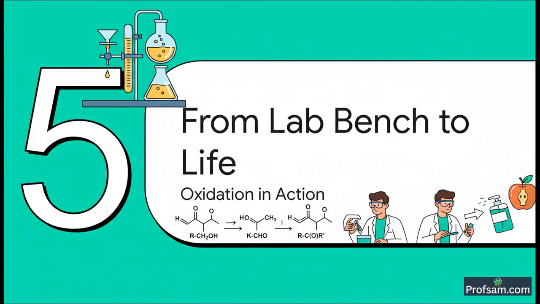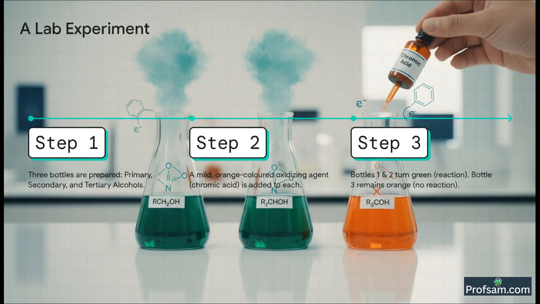Okay, enough theory for now. Let's move from the lab bench to real life and see this controlled oxidation in action. I want you to create a mental picture, okay? Imagine 3 bottles sitting on a lab bench. Bottle 1 has a primary alcohol, Bottle 2 has a secondary, and Bottle 3 has a tertiary alcohol. Now, into each bottle, we add a few drops of an orange-colored oxidizing agent, something like chromic acid.